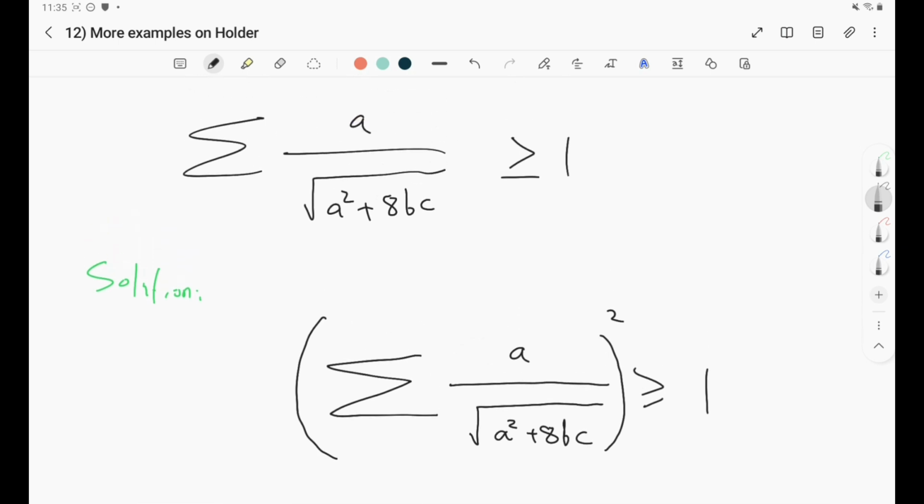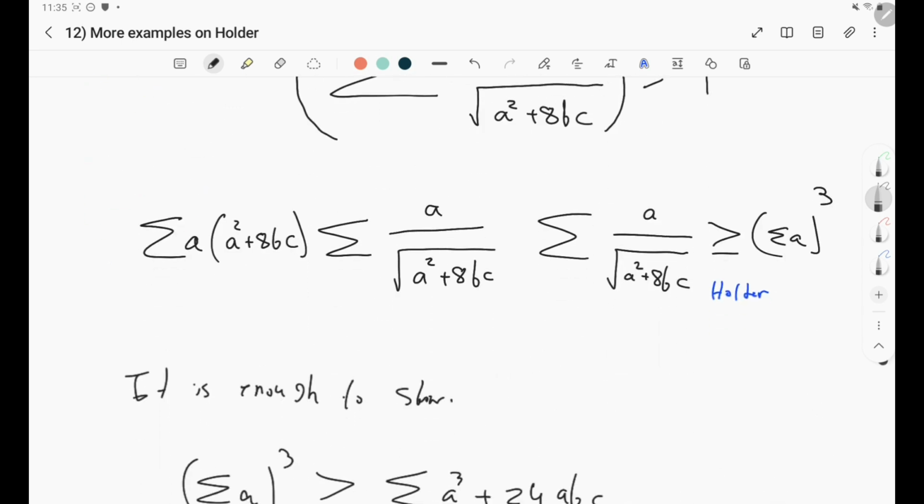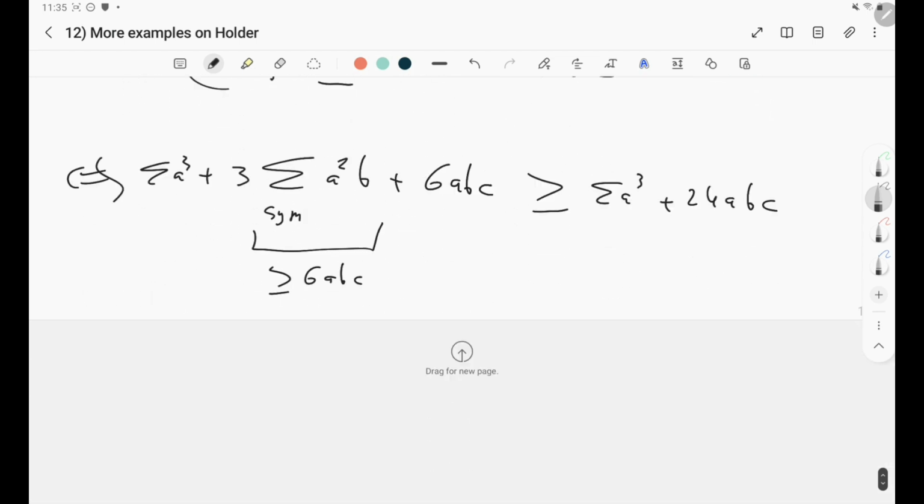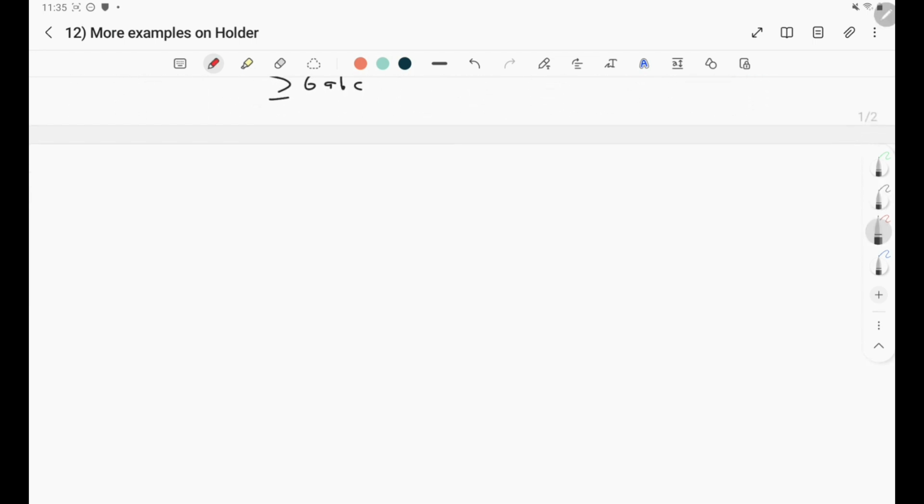This hack was really nice, that we can get rid of the root by just squaring. We don't have to insert any other root. Alright, so that was our example 1. Let's move on to example 2.